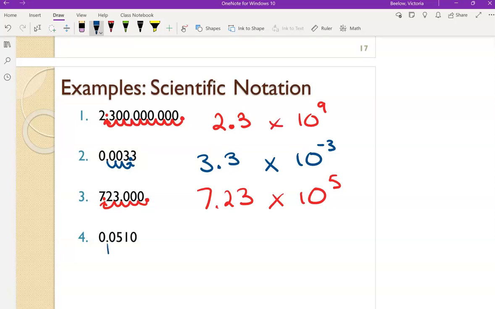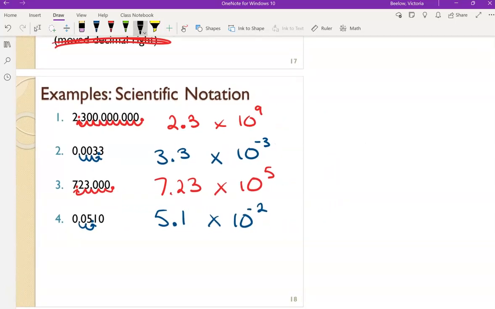For number 4 here, here's my decimal. Again, I'm going to move it until I have one number to the left of the decimal. So 1, 2. So 5.1. And again, this part's times 10. That part is always the same. And I only moved it twice. So 2, and then we make that negative because this is a small number. It is a decimal.